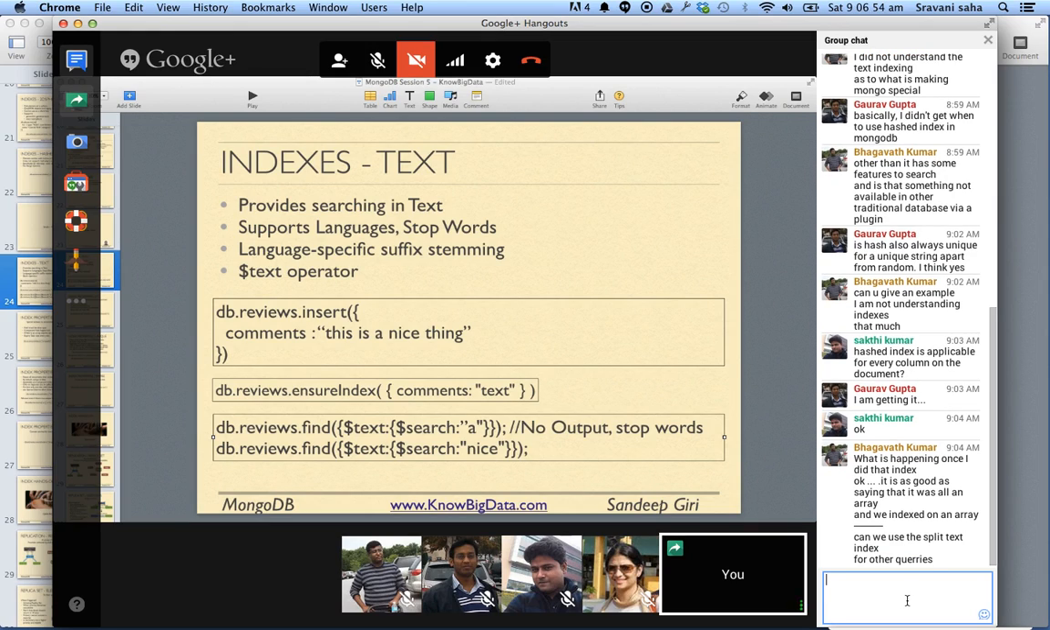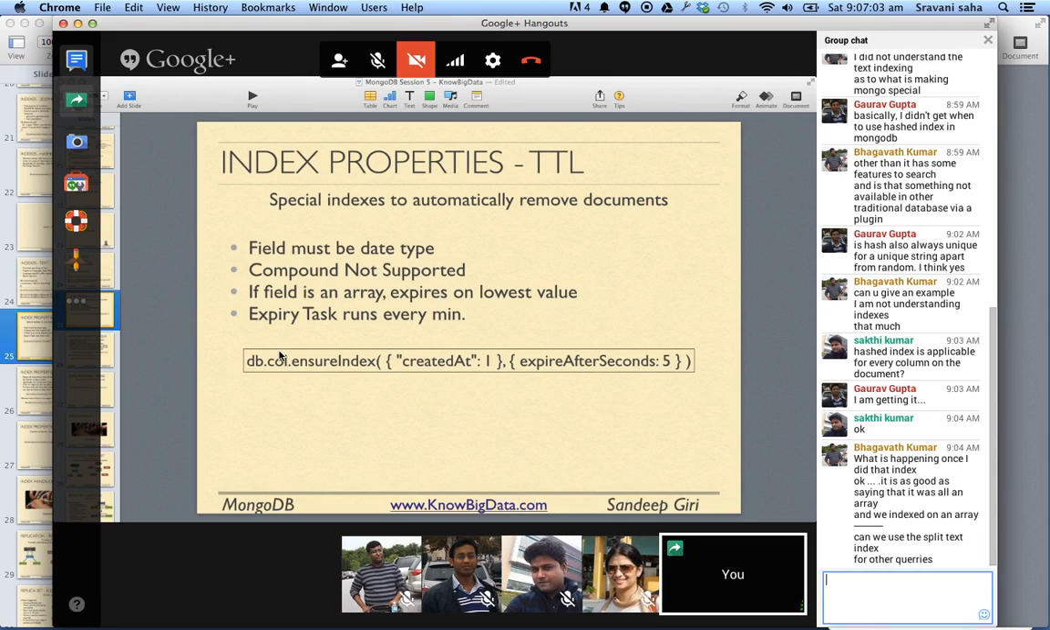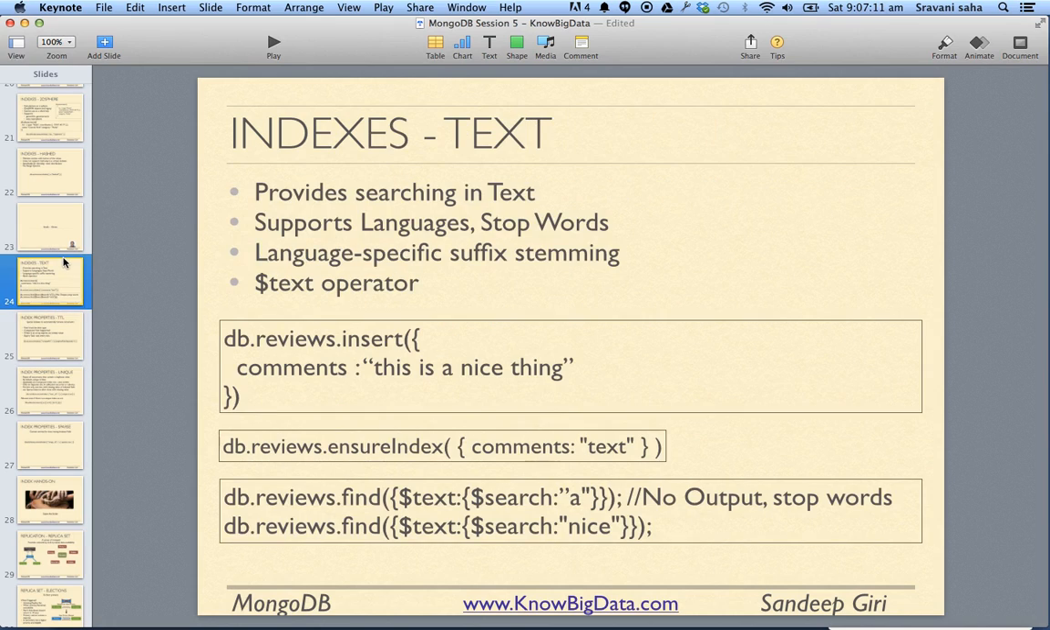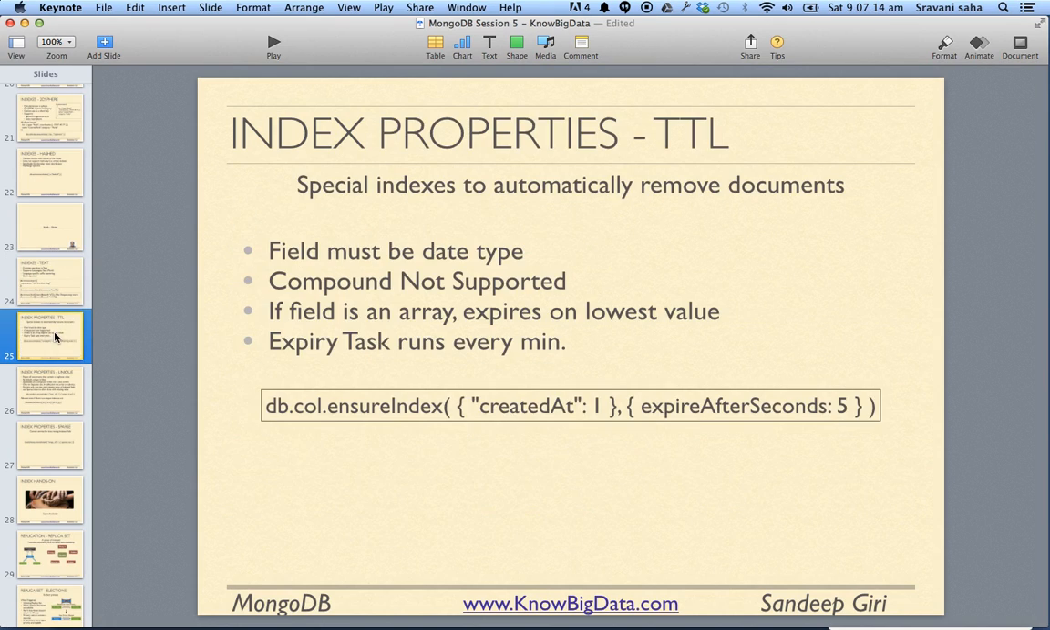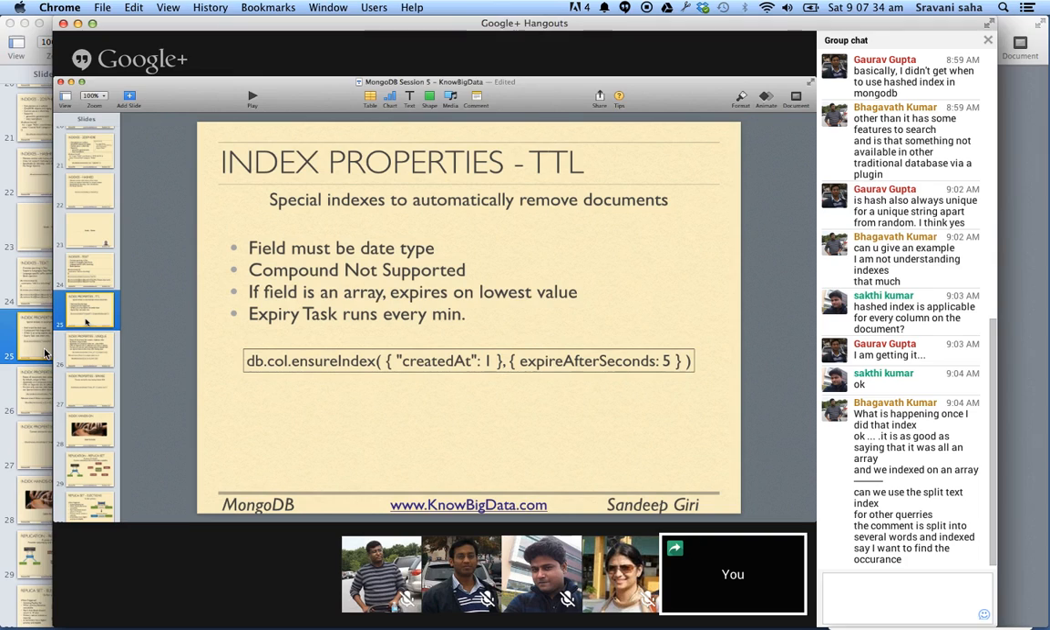Can we use the split text index for other queries? What is split text? That whole thing is automatically done by Lucene for you. Okay. And yeah, you can create as many indexes as you want, on as many columns as you wish. So what it will do is take out all the text from all other fields and then start indexing that, and then you can search. Now moving on.